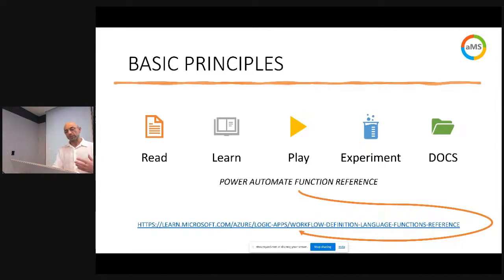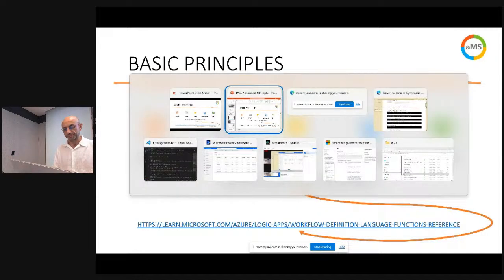And docs, read documentation. For example, you go and search Power Automate function reference, and it takes you to this long URL. That's a first hit, guaranteed. This is a list of all the functions that are available to you in Power Automate. Read it. I wouldn't say memorize it. Play with it. And I'll show you a couple of things that you can do with that list.